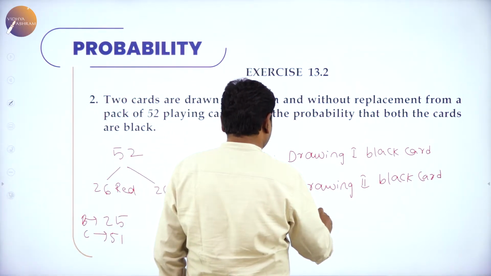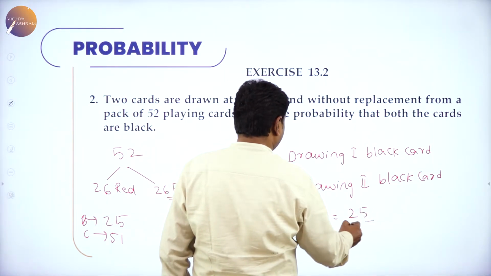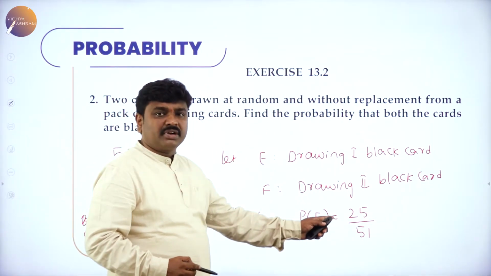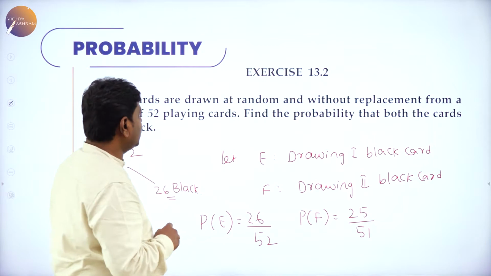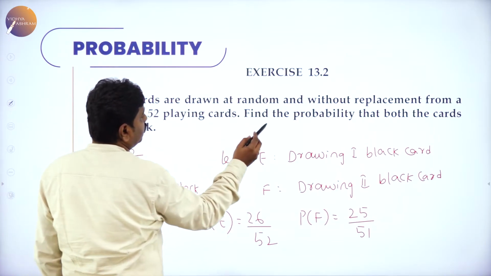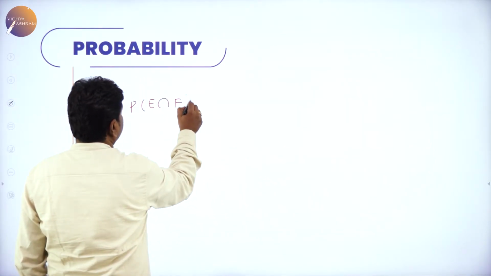Drawing second black card. How many black cards now do we have? 25, out of the total number of cards, 51. So 25 by 51 is the probability of drawing the second black card, and E and F are independent. They want you to find the probability of both the cards being black. They want P of E intersection F.